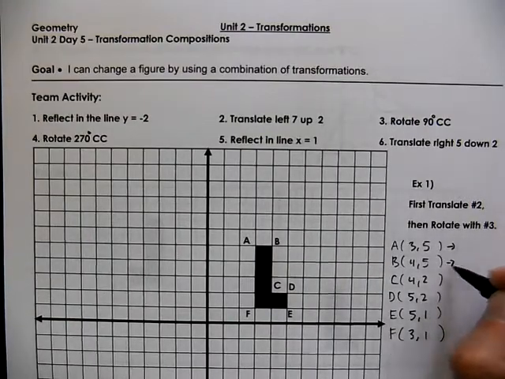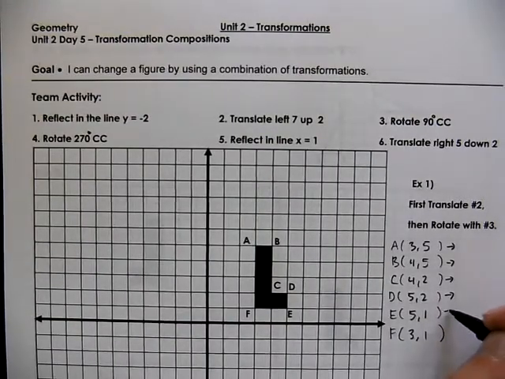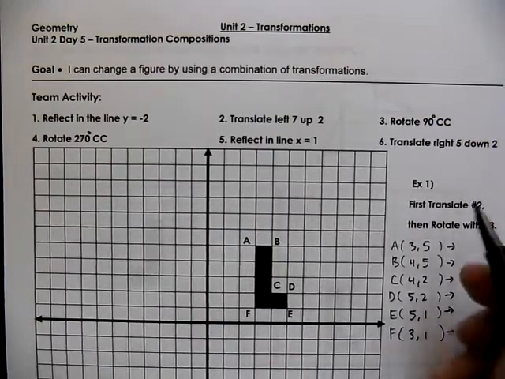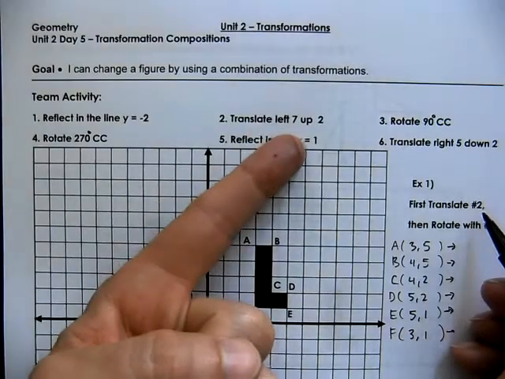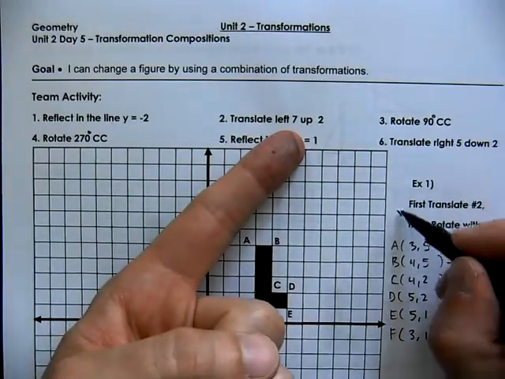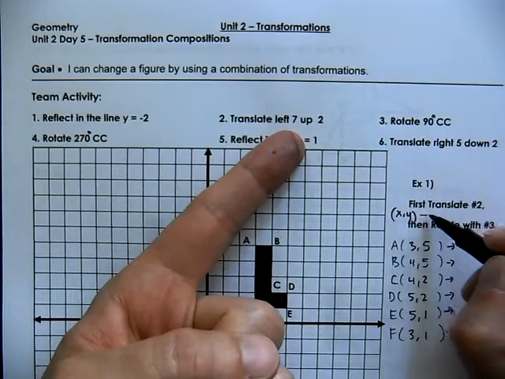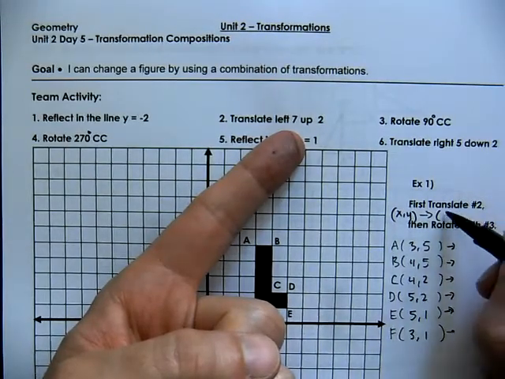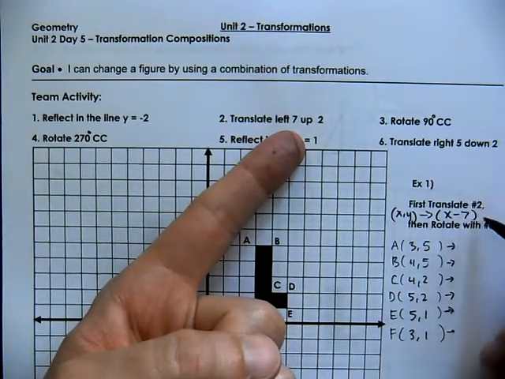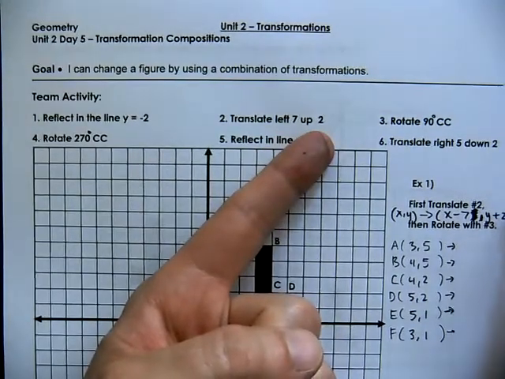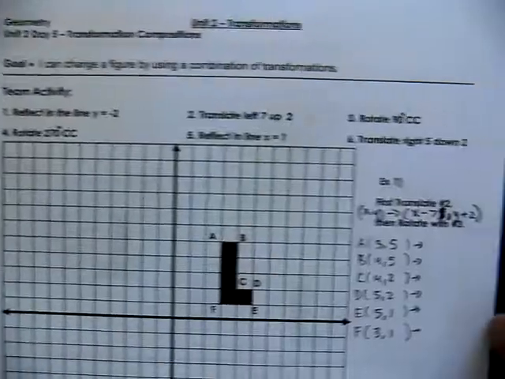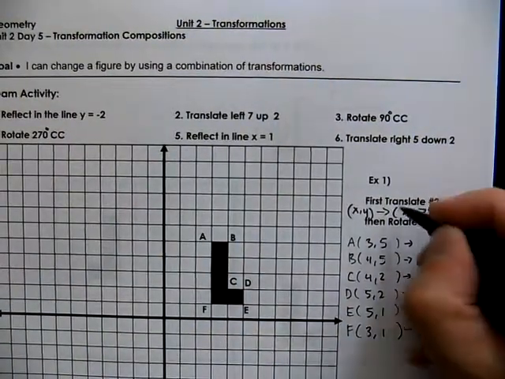So our very first transformation in this example says, let's first translate. We're using pattern number 2. So we're going left 7 and up 2. So if I think about what that means, here's how we write the rule for a translation. If we're going left 7, we want to take the x-coordinate and subtract 7. Then we'll take the y-coordinate and add 2.